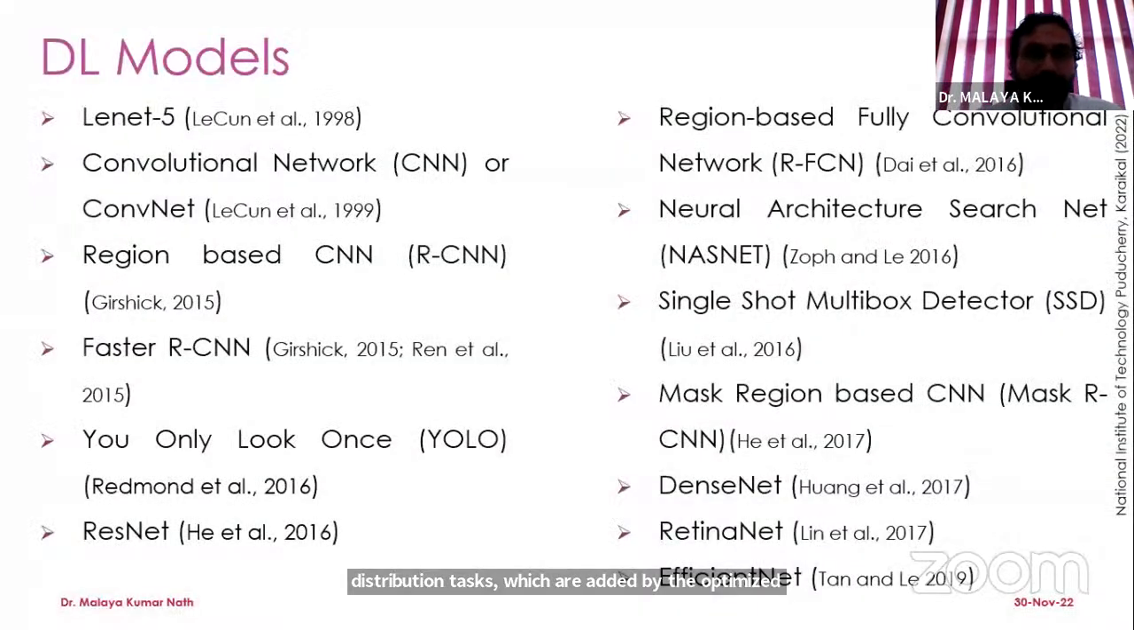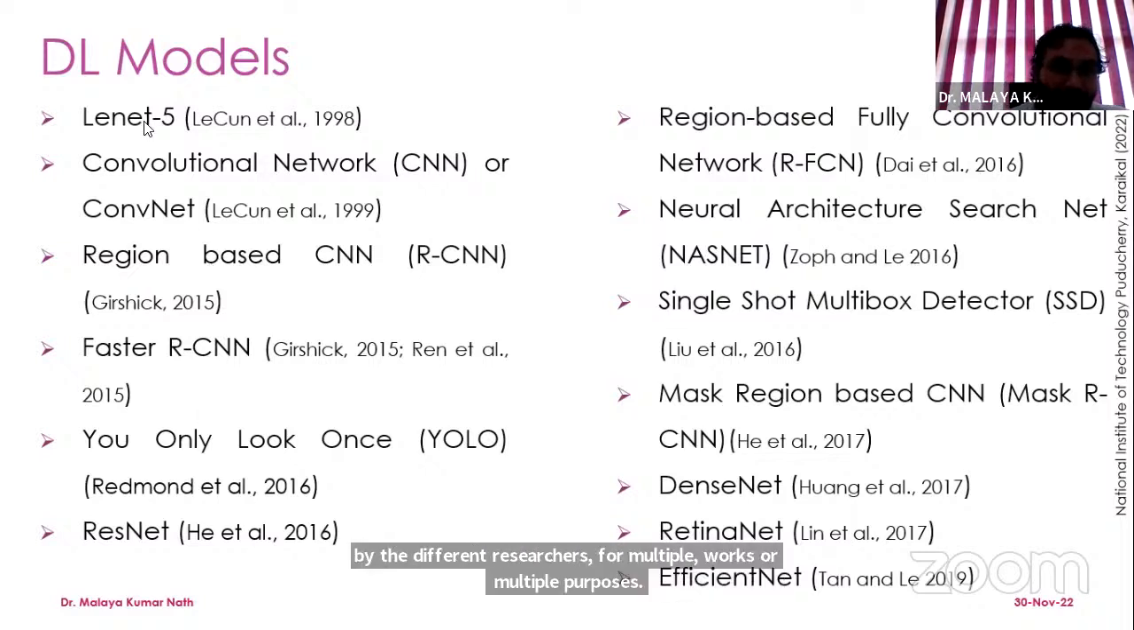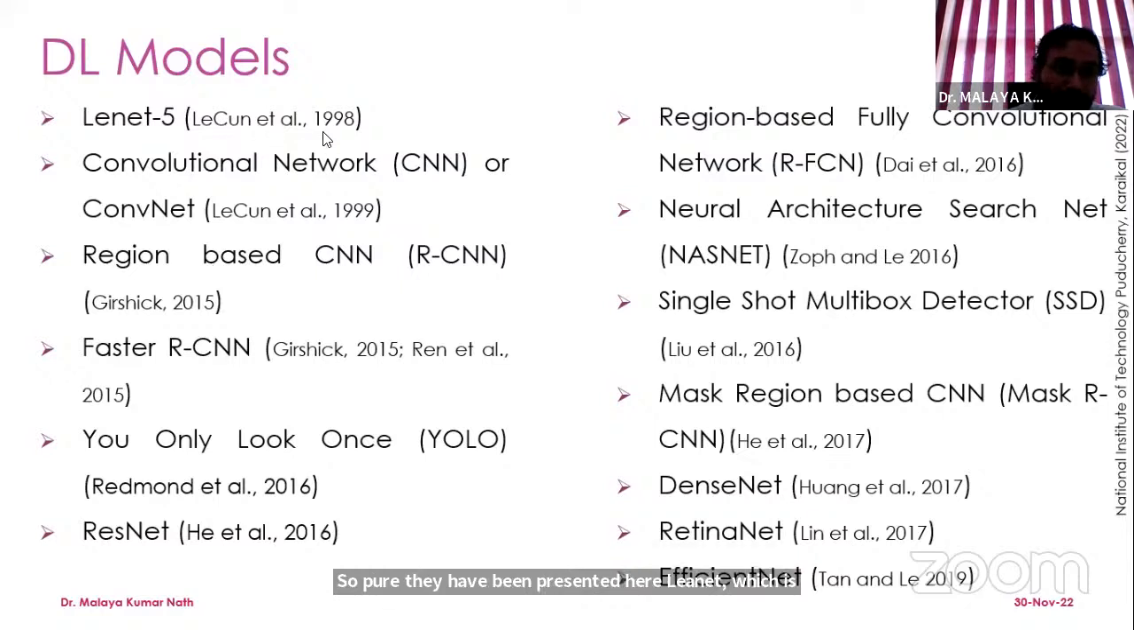If we look at deep learning models, numerous models have been developed by different researchers for multiple purposes. A few of them are represented here. LeNet, which was developed by LeCun and his co-researchers in 1998. The convolutional neural network, popularly known as CNN or ConvNet, developed by LeCun in 1999. Region-based CNN developed in 2015. Faster RCNN developed in 2015.